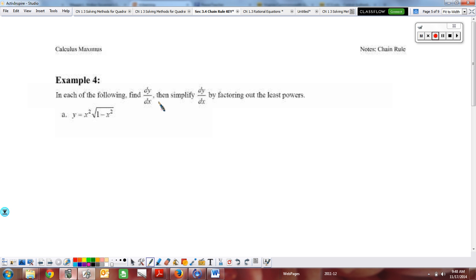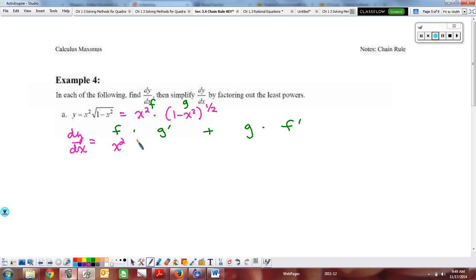All right, the next example, we want to find dy/dx and then simplify. So this is really just an idea of practicing straight up using our product rule and chain rule. Now I'm going to rewrite this as x squared times (1 minus x squared) to the 1/2. So when I go to do dy/dx, I'm going to remember that I have to use product rule. I'm essentially determining that this is my f and this is my g. So I need to do f times g prime plus g times f prime. So my f is going to be x squared.